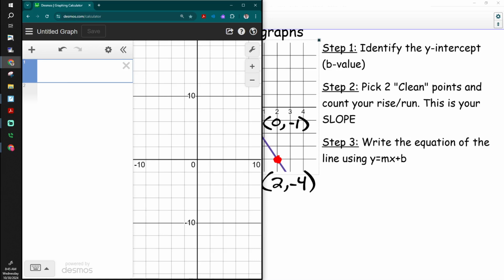What did we do when we were finding slope? Where did we put our points? Inside a table. Always click plus and add a table. You can't just type your points in. You have to put them in a table.